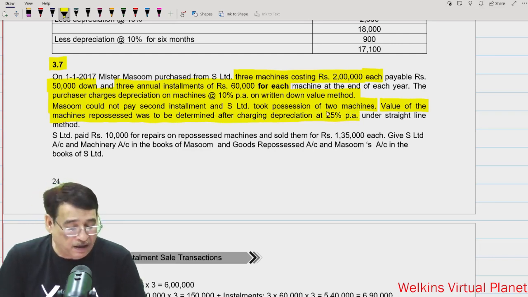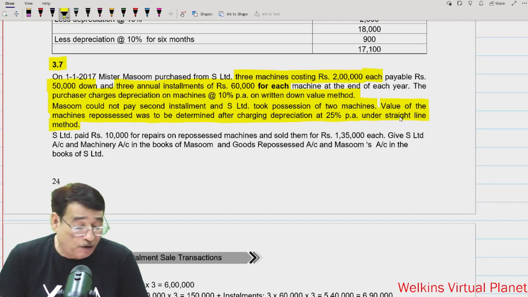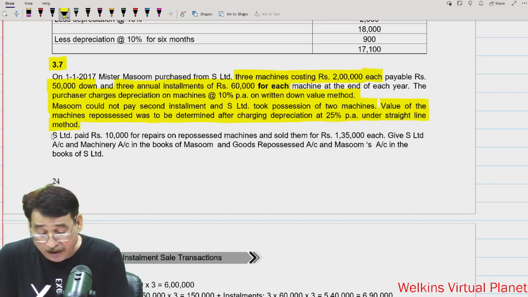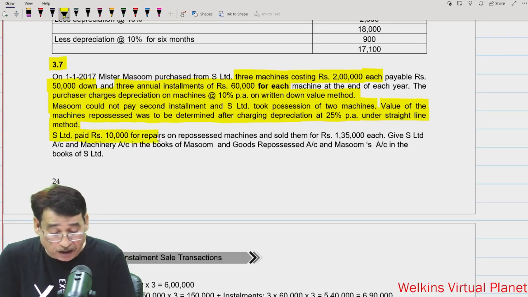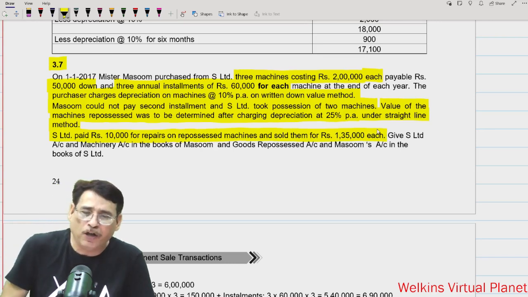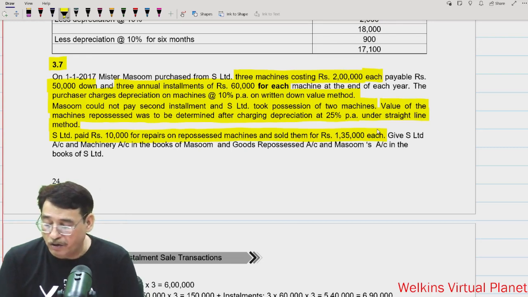You can see here the rate of depreciation of the hire vendor is given, and it is on a straight line method basis. And further, it is also given that S Limited paid 10,000 for repairs on the repossessed machine and sold them for 1,35,000 each, which you can do by preparing what we call the goods repossessed account. Is it clear to you or not? You can easily do this particular question.